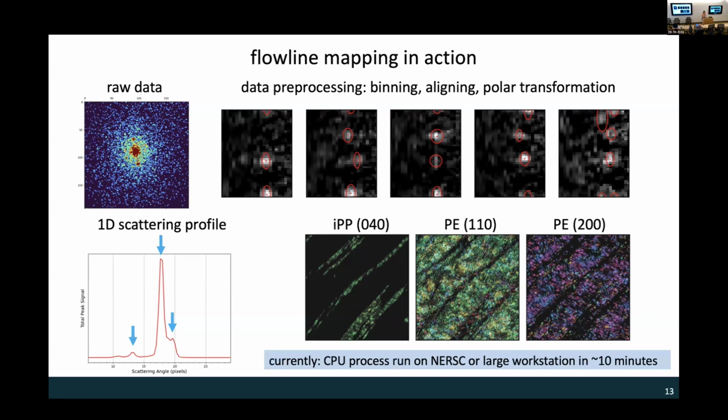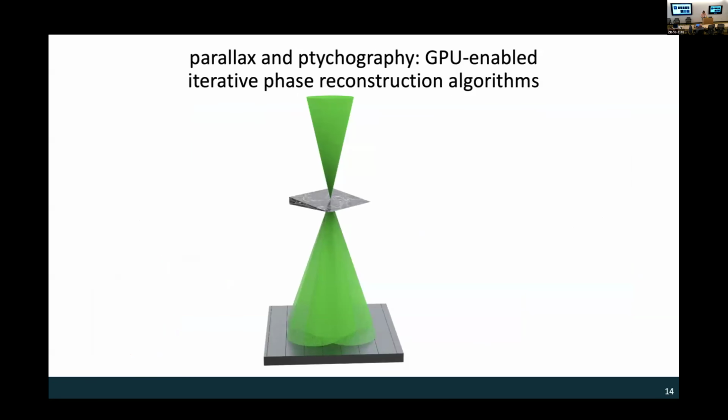These processes are currently run on CPU on workstations or NERSC. They take approximately 10 minutes. For similar processes, we've made a lot of headway with speeding these up by moving to a multi-CPU framework with something like Empire or GPU-based programs. And so that's certainly something on the horizon for this particular workflow as well, especially as we think about incorporating this in something like streaming, which I'll talk about later.